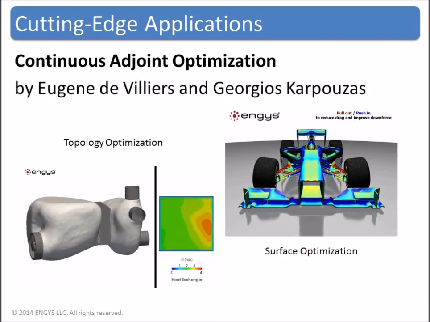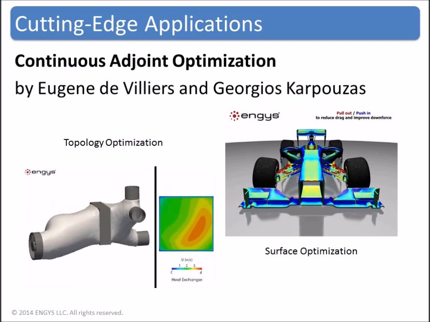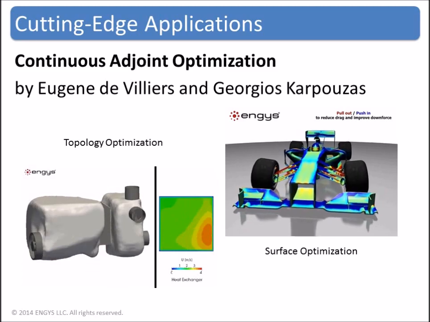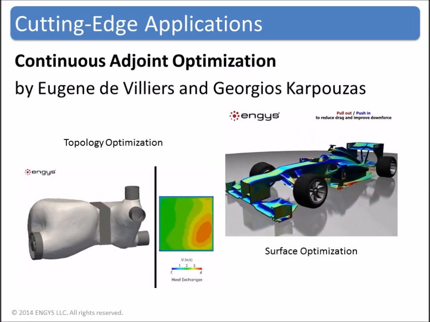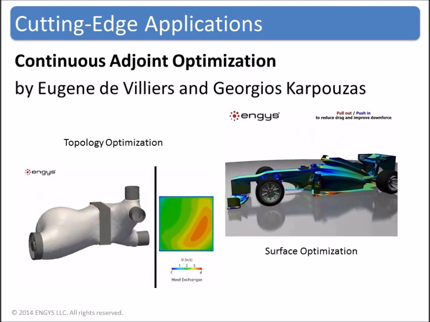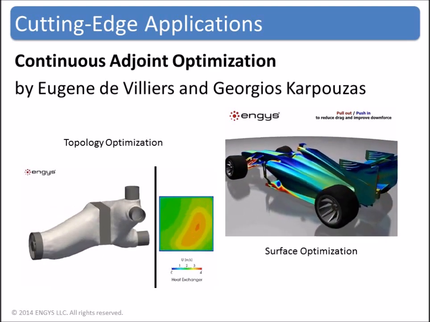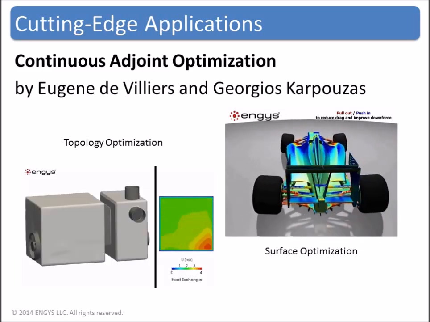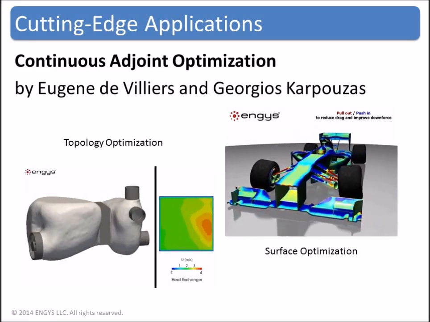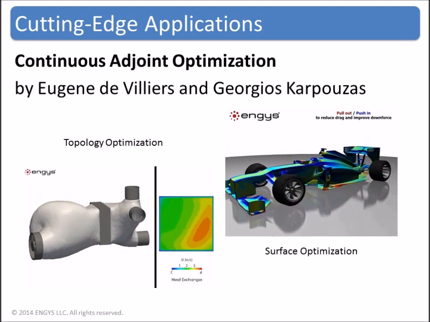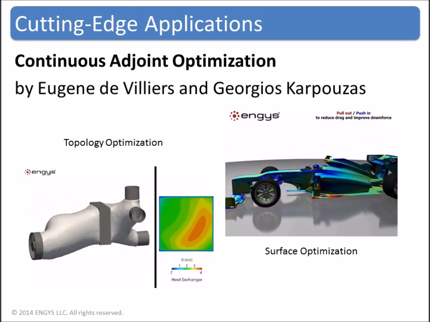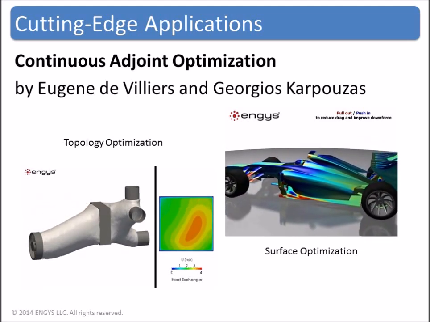The next application area that I wanted to talk about was the continuous adjoint optimization. Here we have an example of continuous adjoint that is applied to topology optimization and surface optimization. So on the left, the topology, the domain itself is morphed to achieve an optimal based on different objectives: flow uniformity, pressure drop, swirl. Each of these can be combined.